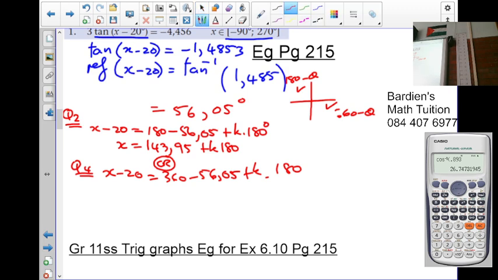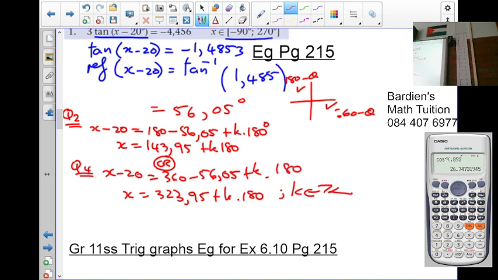So now we put in our calculator 360 degrees minus 56,05 plus 20 gives an answer of 323,95 + k times 180, for k an element of integers.